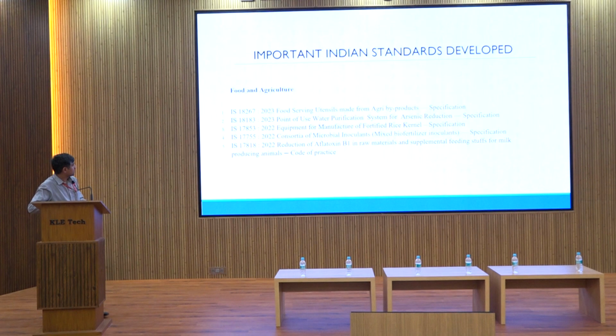Then for food and agriculture, we have some standards. One, food serving utensils made from agri byproducts; point of use water purification system for arsenic reduction; equipment for manufacturers of fortified rice kernel, since all the rice now has to be fortified, this standard provides the requirements for those. Consortia for microbial inoculants and mixed biofertilizer inoculants, those standards are there. These are some important ones.